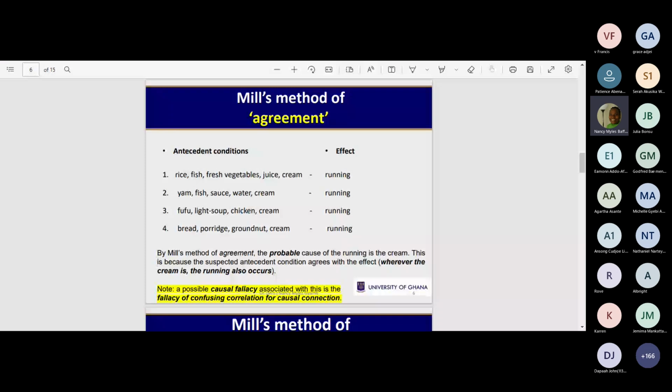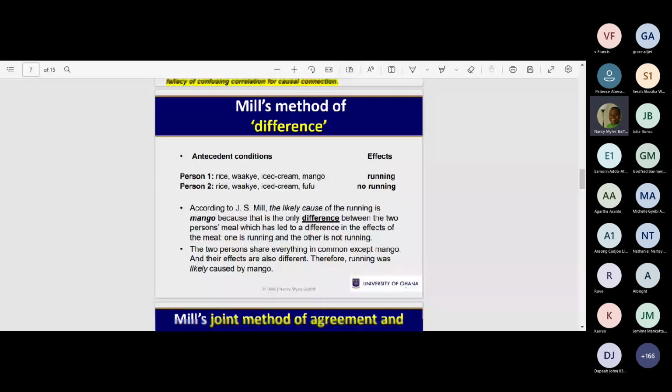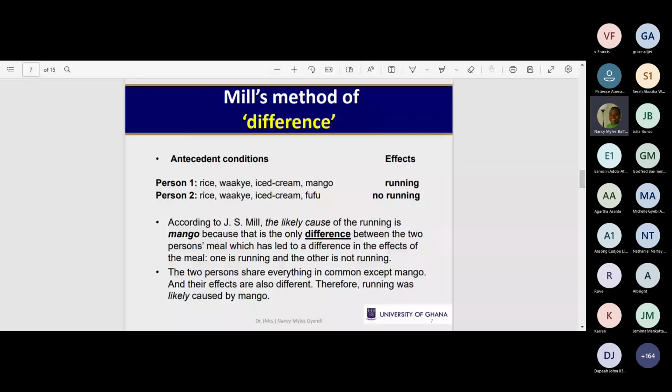Okay, what's the method of difference? That one too. Look at my screen. I'll enlarge it a bit. Look at the effect. They are different. One is running, the other is not running. So you go to the antecedent conditions and see what they have differently. I made it very simple so that we get the concept first. Then we can increase the level of difficulty. See that? Person one took rice, wachi, ice cream, mango. Person two, rice, wachi, ice cream, but their dessert was fufu. You can see that the person was Ashanti.